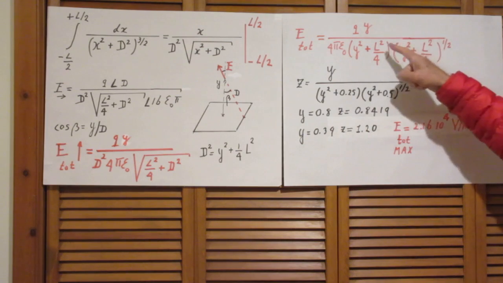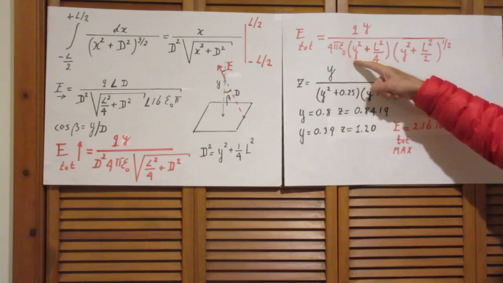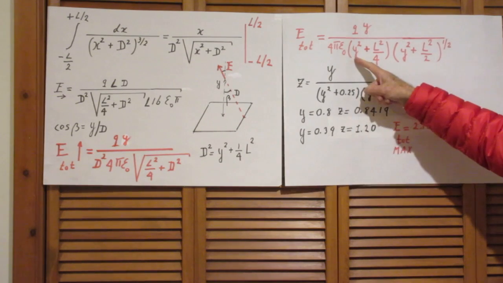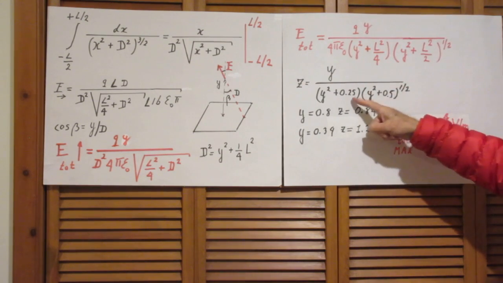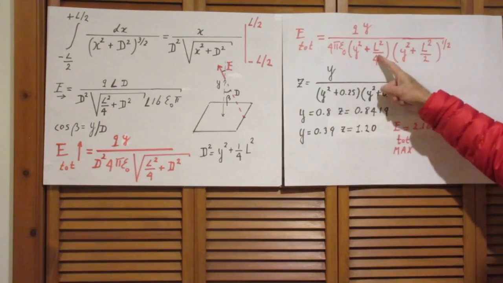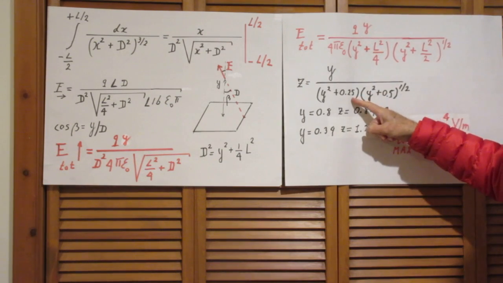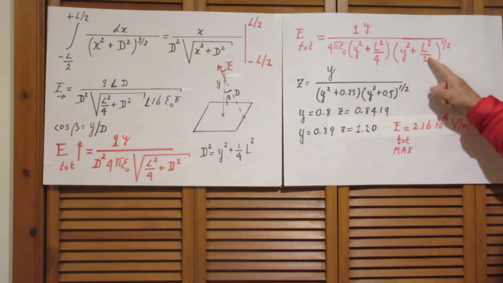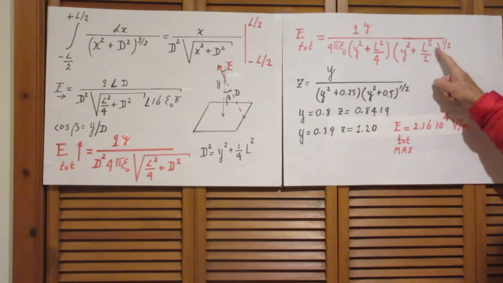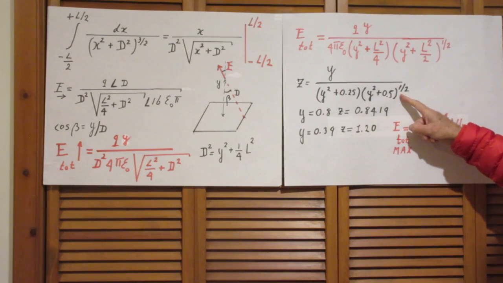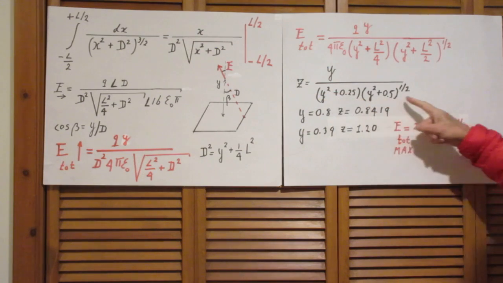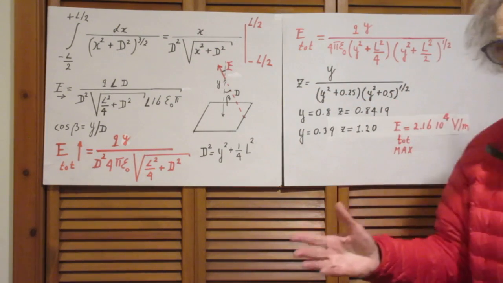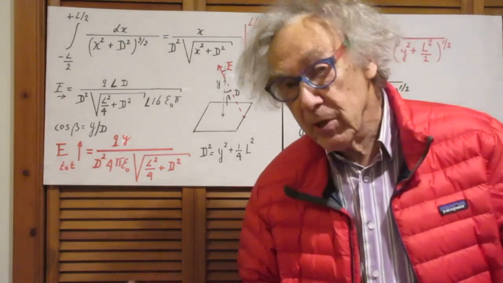Now look at this function, y divided by y squared plus L squared over 4, and L is 1, times y squared plus L squared over 2 to the power half, and L is 1. This function is 0 at y equals 0. It better be.